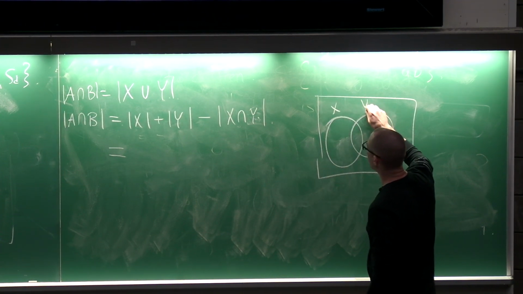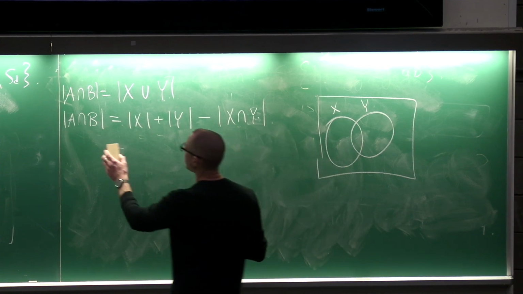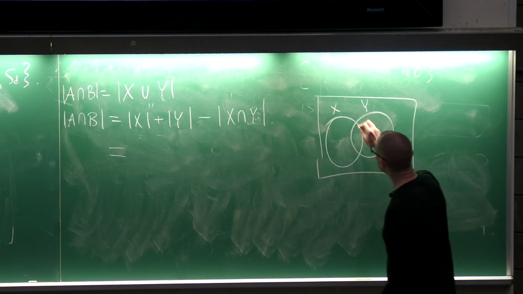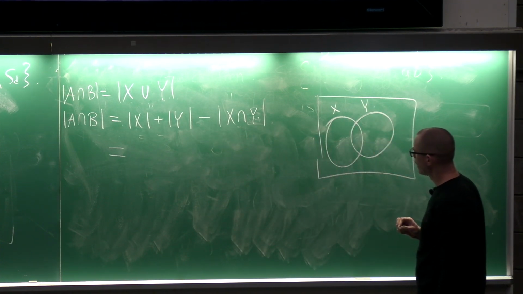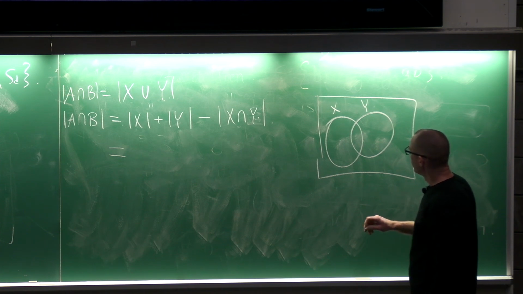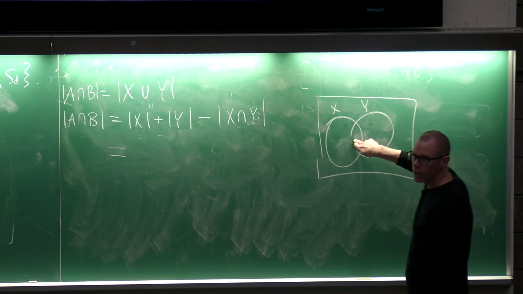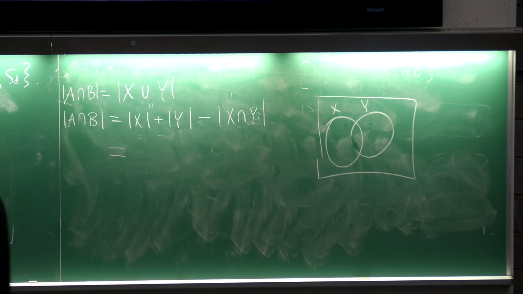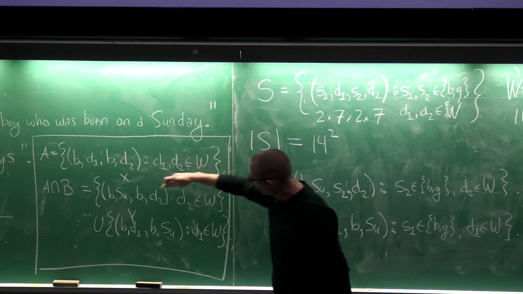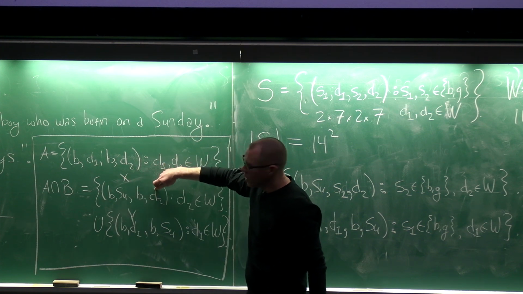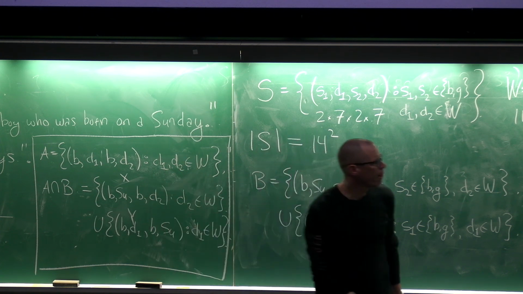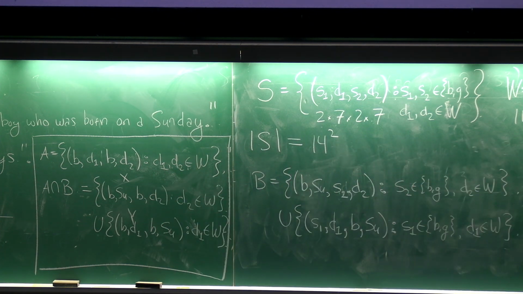We have X, we have Y. We would like to know X union Y. We'd like to know the size of X union Y. Okay? And that means we take the size of X, we take the size of Y, but we've double counted everything in the intersection. Okay. All right. X is this set here. What's in this set? This is a boy born on a Sunday, another boy, and that boy was born on some day of the week. There's 7 choices for that day of the week. So the size of X is 7.